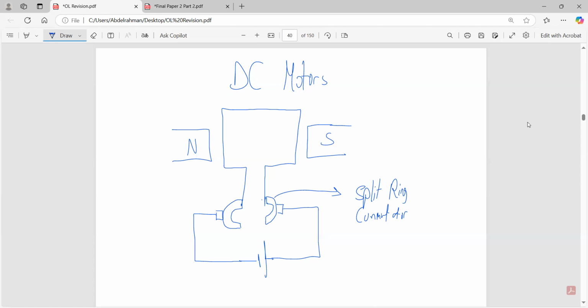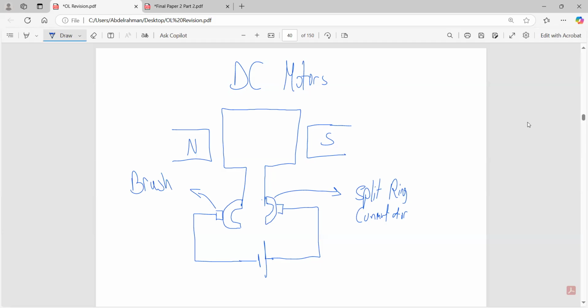And then the brushes, what do the brushes do? They basically keep the split ring commutator and the wire in place. He will never ask you about the brushes, okay? But he will ask you about the split ring commutator. What does it do? It keeps the coil rotating in a continuous motion. How does it do that? By reversing the current every half rotation.